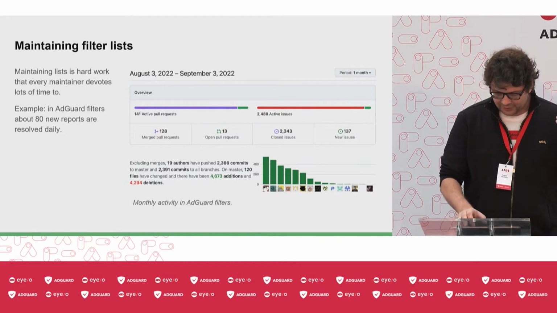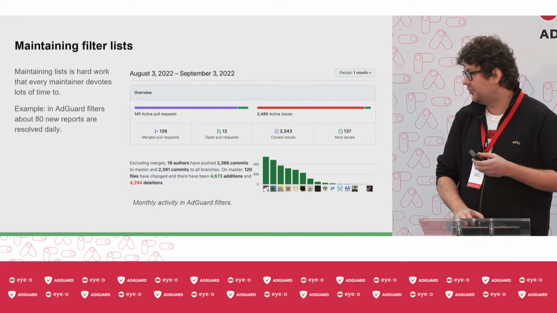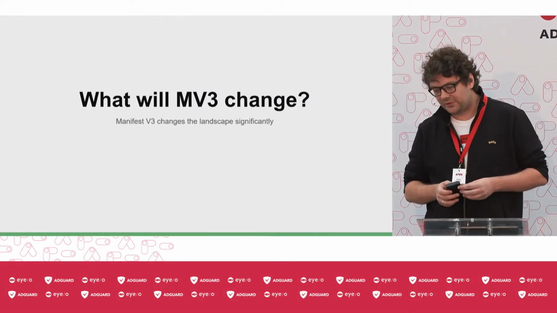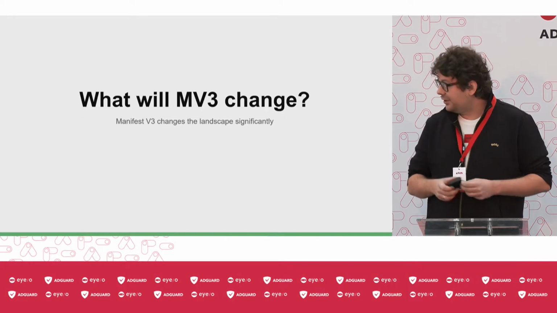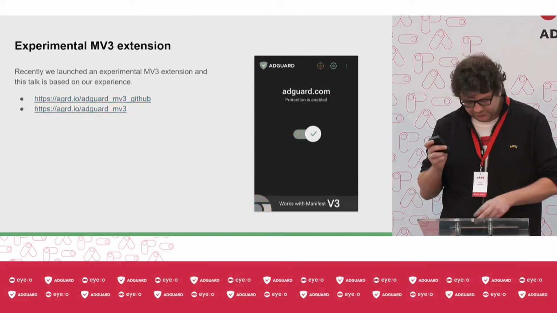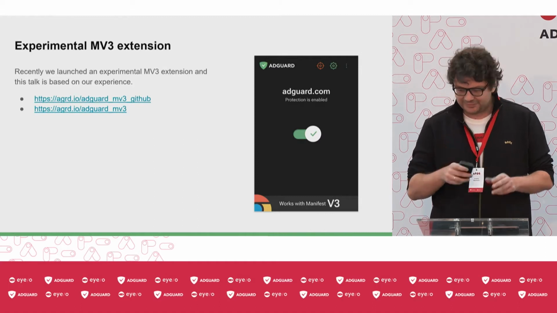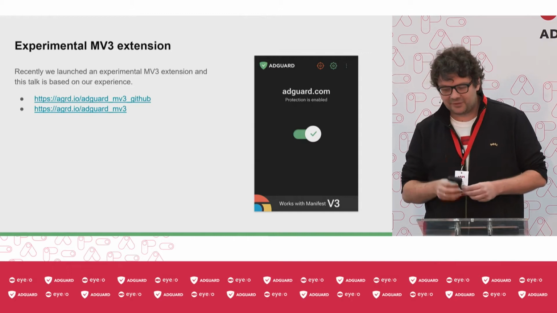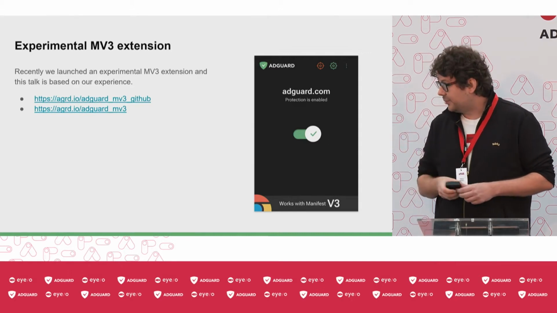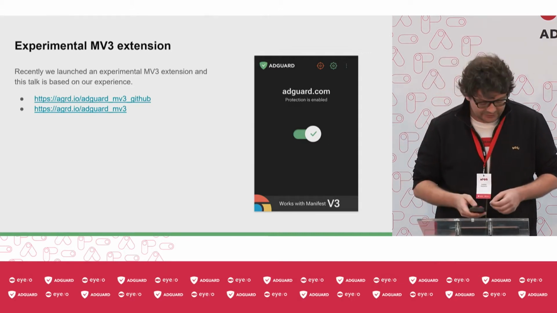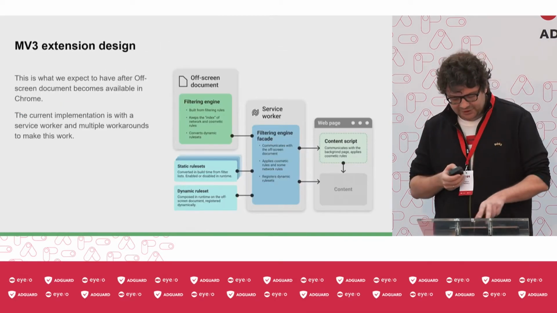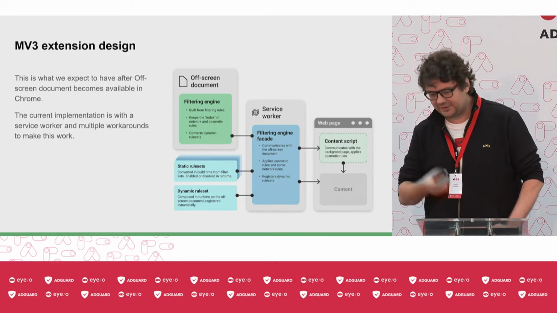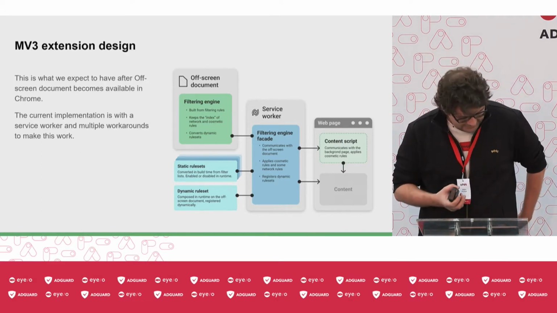Now that we know how it worked in MV2, let's talk about what MV3 will change. And it changes a lot. First, a couple of words about how I learned it. We recently launched an experimental MV3 extension, and this talk is basically based on our experience with it. The first thing I would like to talk about is the architecture of an MV3 extension, at least how I see it.